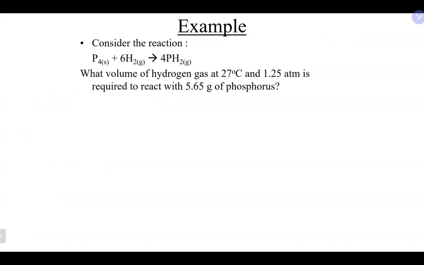What volume of hydrogen gas at 27 degrees Celsius and 1.25 atmospheres is required to react with 5.65 grams of phosphorus? Let me give you some numbers here. Phosphorus is 30.97, I think, from the periodic table. Hydrogen here is 1.008. All right, so give it a go. Try it out. You need basically the four stoichiometry steps somewhere along the way.